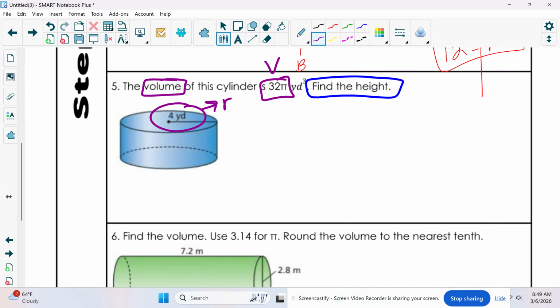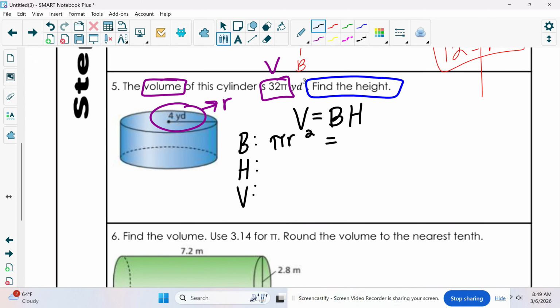Okay? So volume equals base times height. V, B, and H. We plug in what we know. Well, for the area of the base, I know I need pi r squared. Do I have the information to figure that out? I have the radius, and I know what pi is, right?